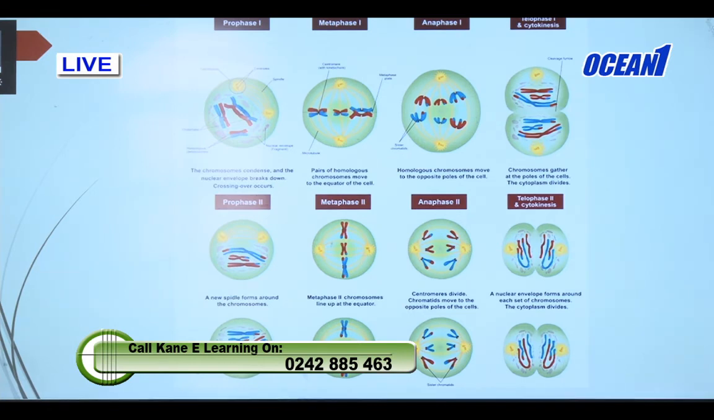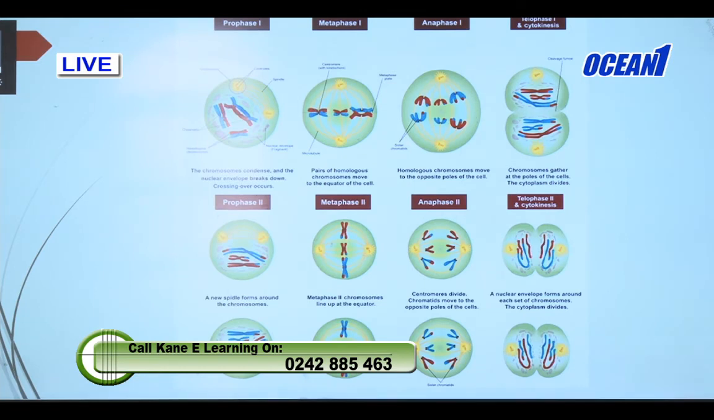And the nuclear membrane that reappeared in telophase 1 also begins to what? Disappear. Right? And at metaphase 2, what do we see there? The chromosomes align themselves at the equator. Right? They align themselves at the equator. Then they move to anaphase 2. In anaphase 2, there is the pulling of the chromosomes to the opposite poles.